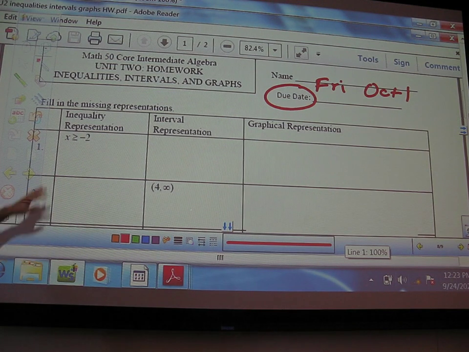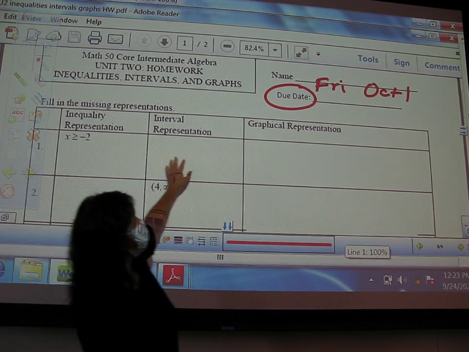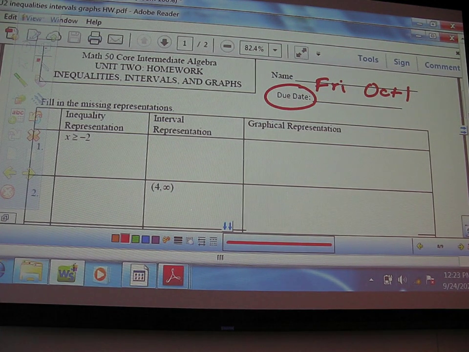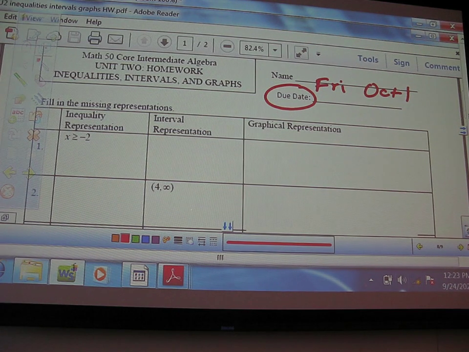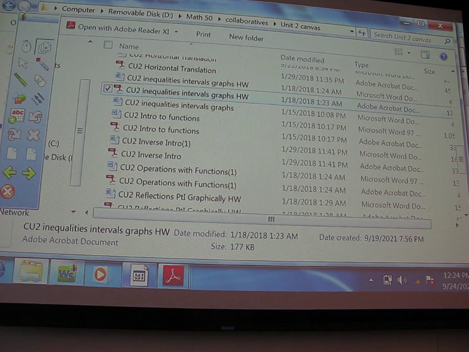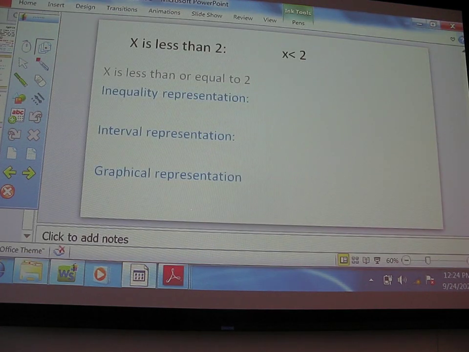Then we're going to talk about these things. There's inequality representation, interval representation, and graphical representation. We're going to talk about what those are. So you guys are good to go on this. Go ahead and go in here. You should just kind of write it out there.